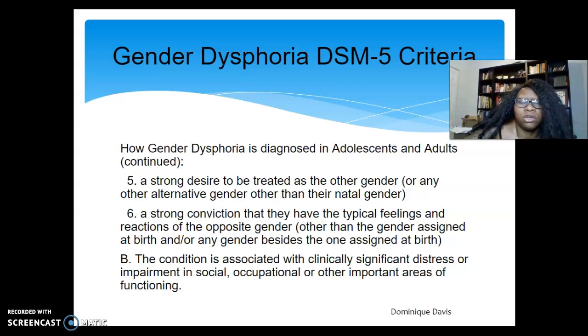And then there's a strong conviction that they have the typical feelings and reactions of the opposite gender to what they were assigned at birth, or any other gender than what they were assigned at birth. Then the condition is associated with clinically significant distress and impairment in social, occupational, or other important areas of functioning.